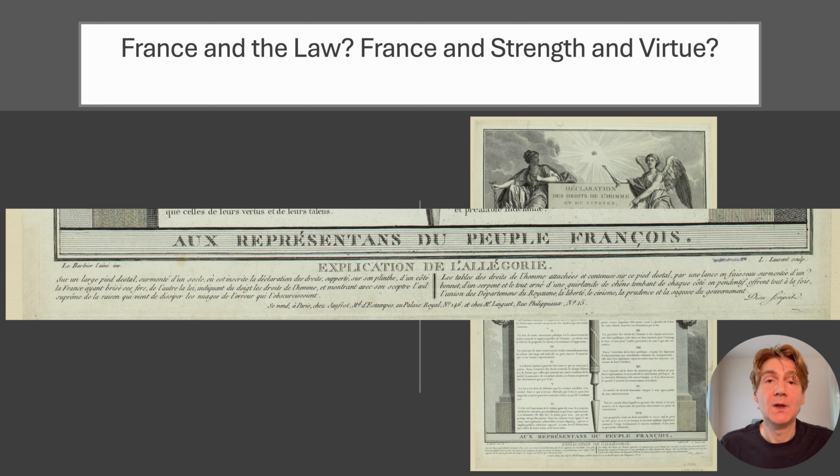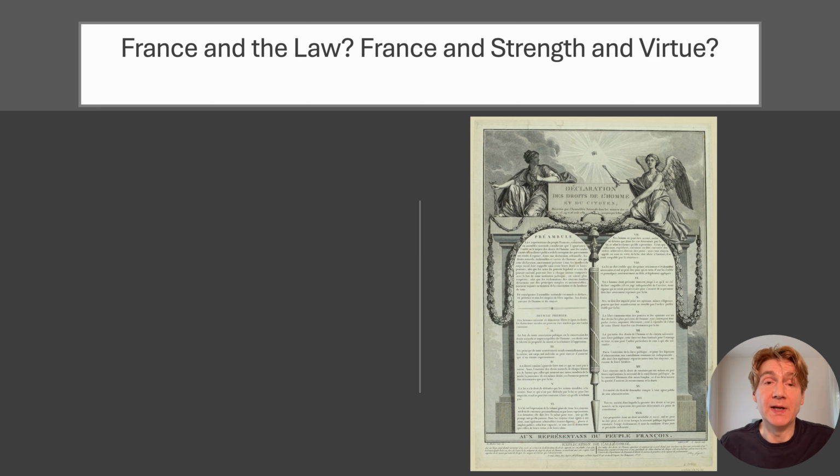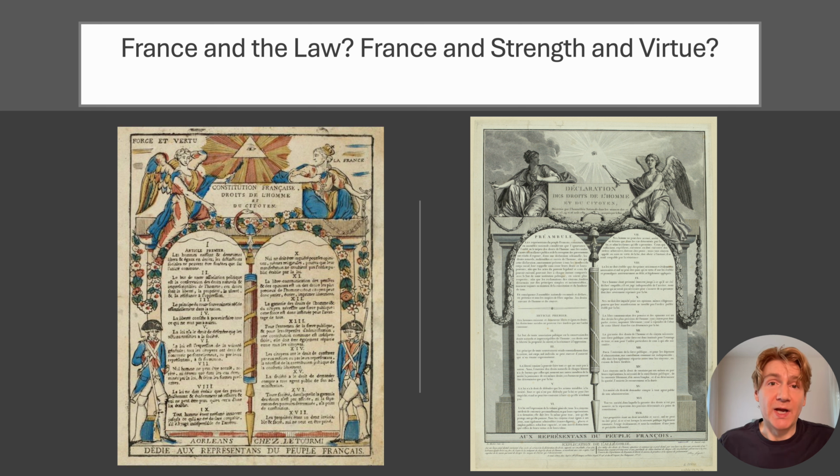End of quotation. Now, you're probably acquainted with the allegory of the law, and this allegory does not fit the one you have in mind. Actually, looking at Dictionary of Emblems and contemporary descriptions of the allegory of the law at the time, this does not fit the allegory. Moreover, if we look at other representations of the declaration, like this one, which actually is a poor copy of the precedent one, the exact same allegory is now described as representing strength and virtue.